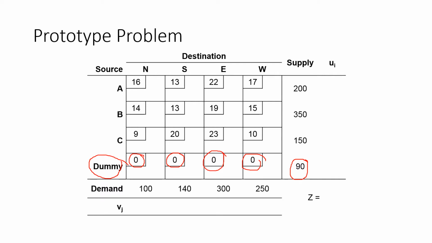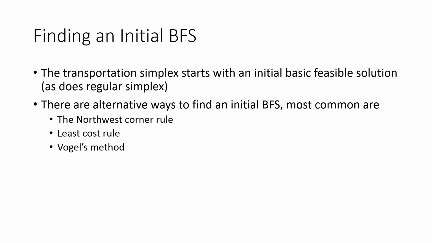There are many ways, but there are three popular ways of finding an initial feasible solution, and these are the northwest corner rule, the first one here, and then the least cost rule and the Vogel's rule or method. The easiest one is the northwest corner rule.